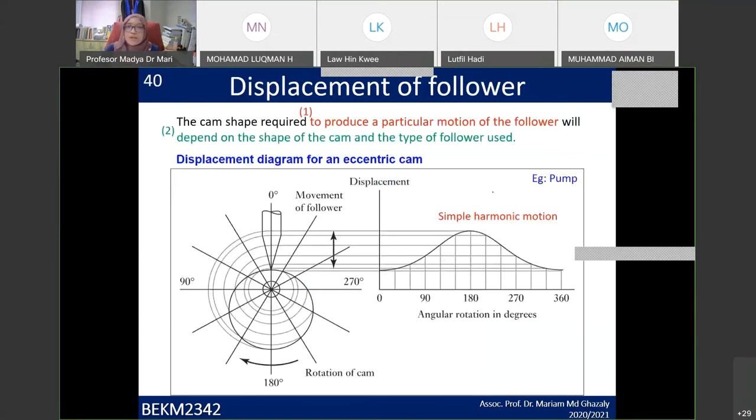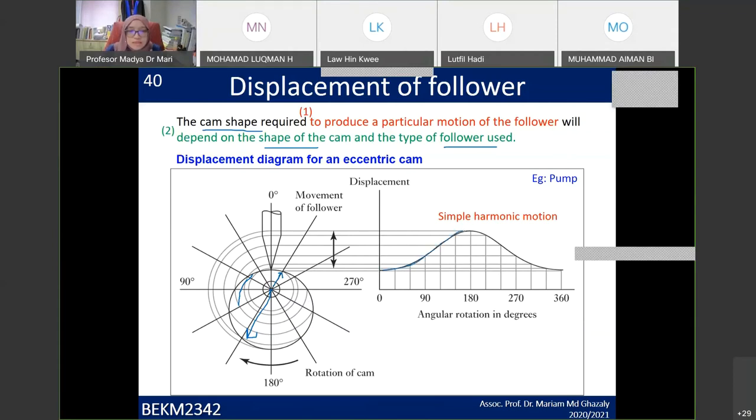So how do you actually make a motion out of this cam and follower? The cam shape required to produce a particular motion of the follower will depend on the shape of the cam and the type of follower used. This one here is the cam. If you see here, the radius is not the same. This radius is much larger than this part, so it has a specific shape. This specific shape will give this motion.